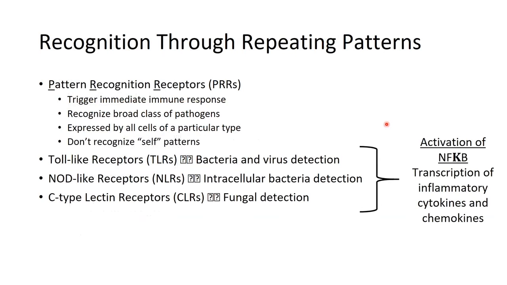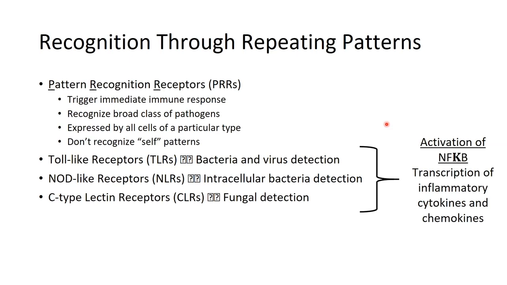So with the innate immune system, you get recognition through pattern recognition receptors, or PRRs. These recognize broad classes of pathogens. They are expressed by all cells of a particular type. This is an important difference between the innate and the adaptive immune system. In the adaptive immune system, different B cells or T cells express receptors against different antigens. And a very important thing is that these innate receptors do not recognize self patterns. So they don't recognize anything that is found in the body outside of infection or damage.